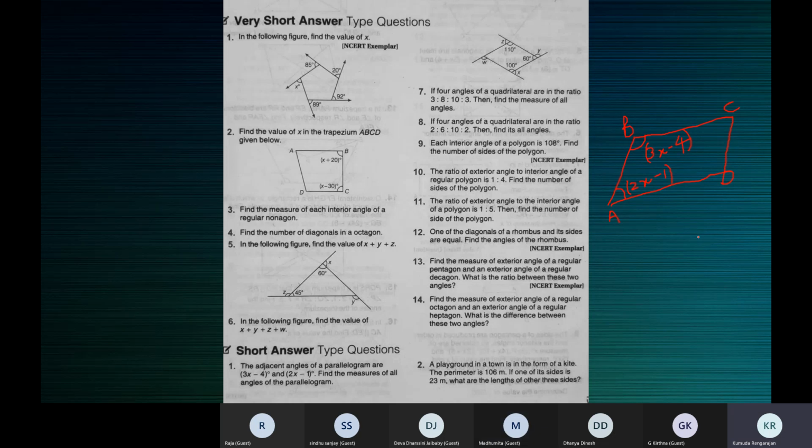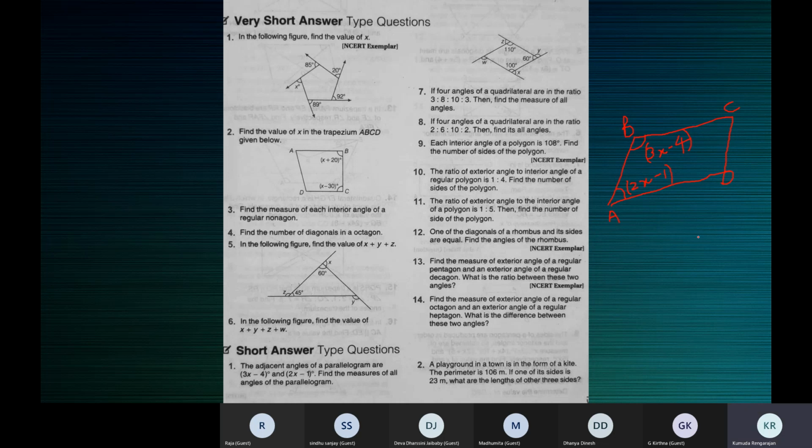So children, you should draw a parallelogram. You can call it ABCD, PQRS, or MNOP. Here I have called it ABCD, and you should mark any two adjacent angles. It's not that you should mark A and B. You can mark B and C, C and D, or A and D. Choose any two adjacent angles.